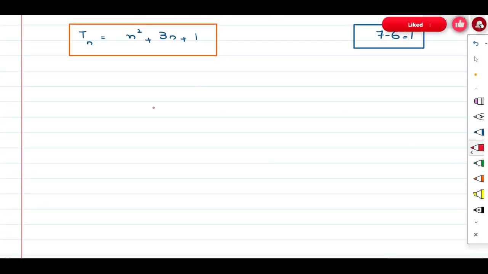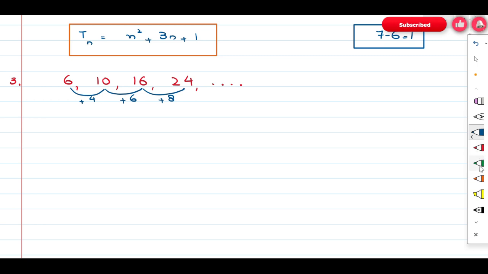If I have another sequence, number 3, which is 6, 10, 16, 24, and so on. Let me find its first difference. Between 6 and 10 is 4, 10 and 16 plus 6, 16 and 24 is plus 8, and so on. The second difference is 2 and 6, the difference is plus 2. 6 and 8, the difference is plus 2. Again, this is a quadratic sequence. The second difference is same.